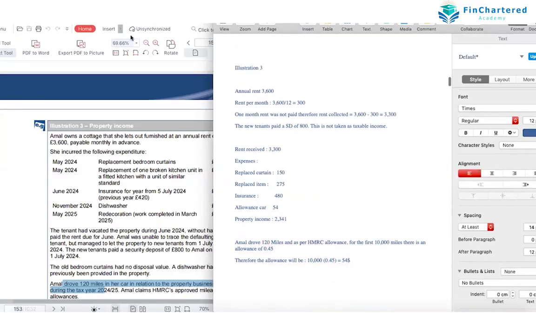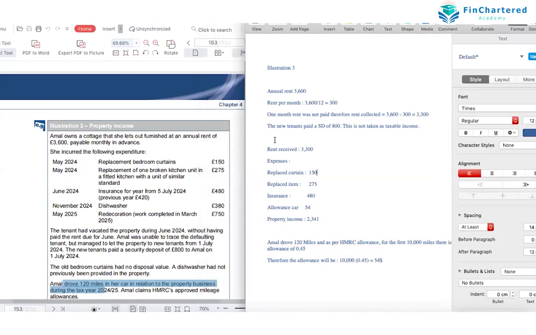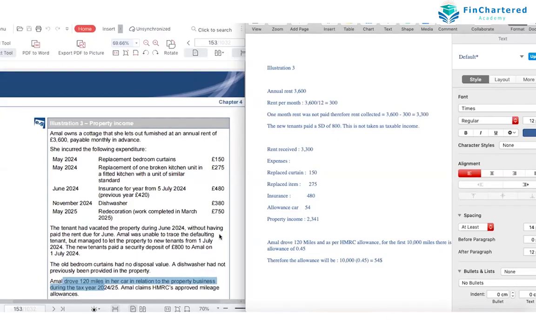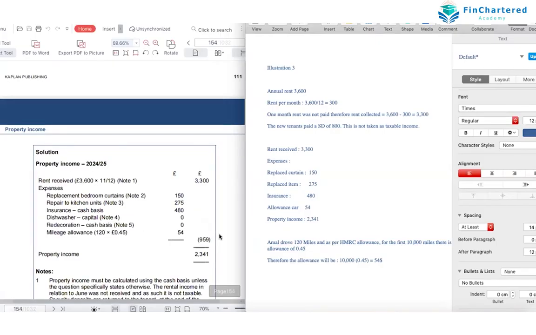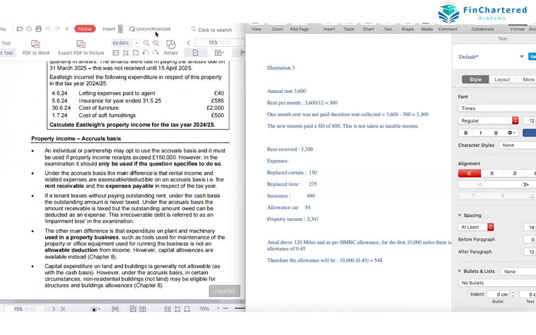So guys, illustration 3, just have a look and tell me if there's any problem at all, because now we move to the next part. Okay, any problems? Perfect.